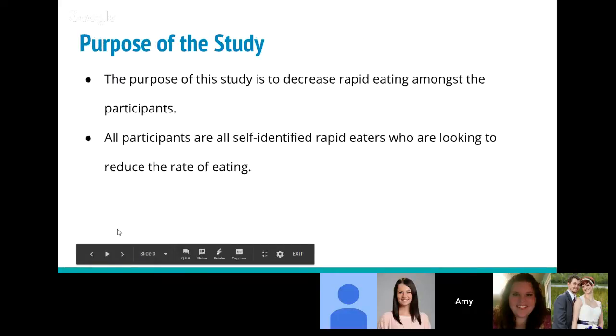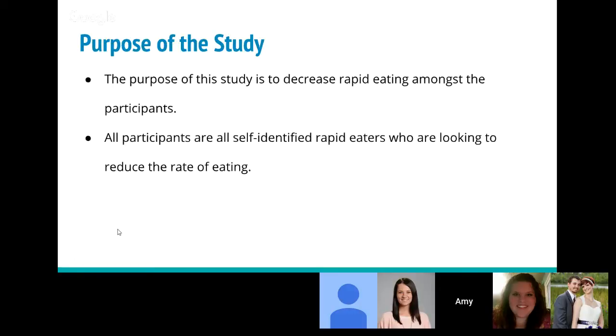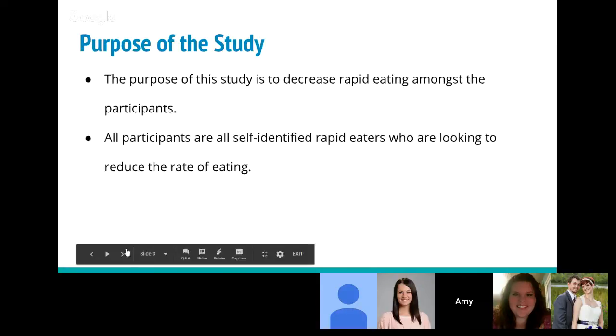The purpose of the study is to decrease rapid eating amongst the participants. All participants are self-identified rapid eaters who are looking to reduce the rate of eating.